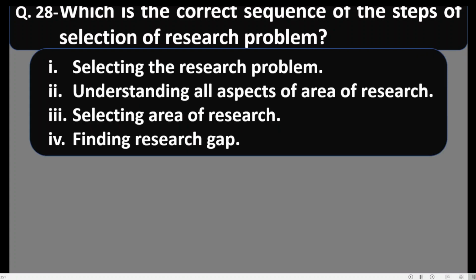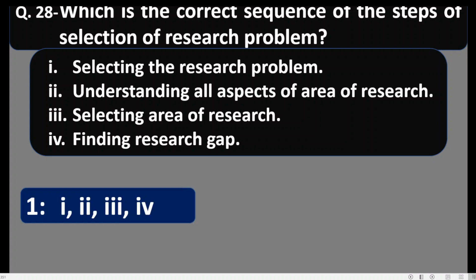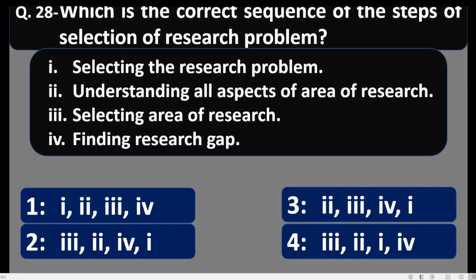Question 28, today's 8th question. Which is the correct sequence of the steps of selection of a research problem? Four statements are given. We have to arrange them in a correct sequence. Number 1, selecting the research problem. Number 2, understanding all aspects of the area of research. Number 3, selecting the area of research. Number 4, finding the research gap. Options are given 1, 2, 3, 4. Let us see which sequence will be correct.